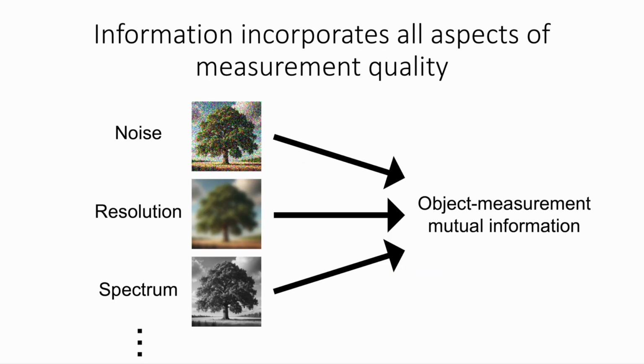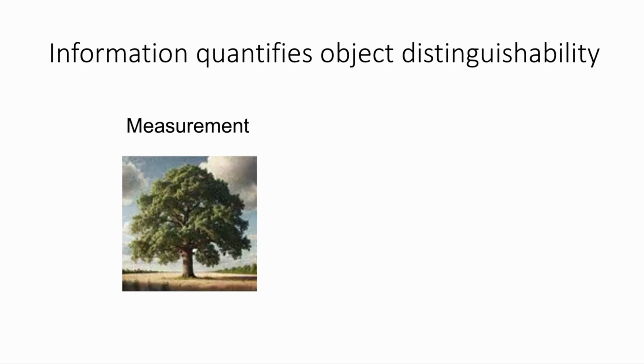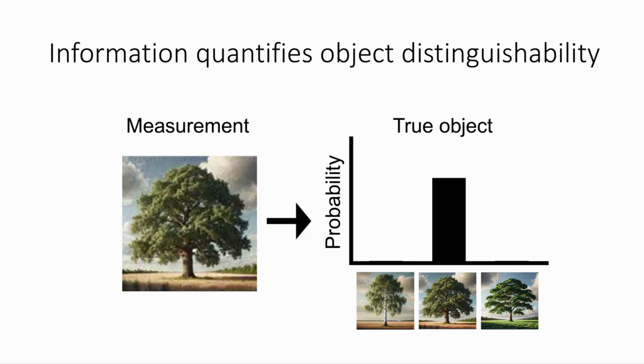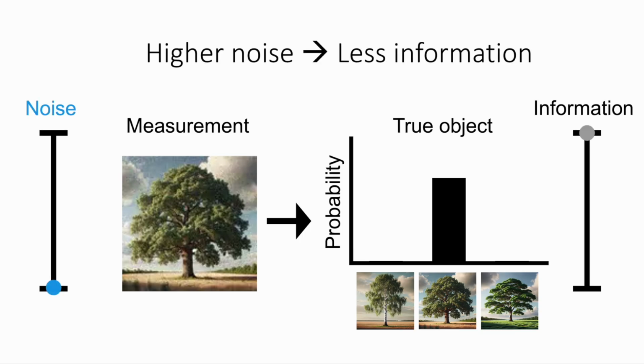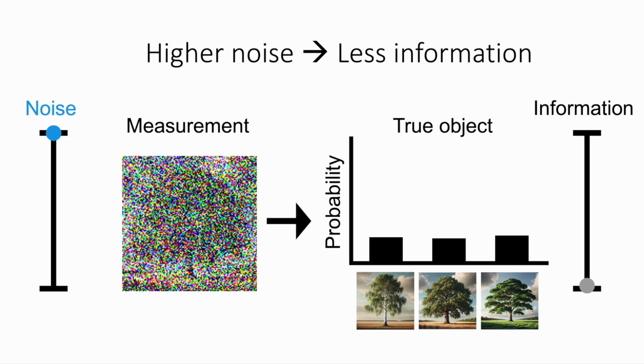A key property of information is that it synthesizes all factors that determine how well objects can be distinguished using measurements. For example, consider taking pictures of trees. Different trees are easily identified from clean measurements, which contain abundant information. However, when noise increases, different trees could have produced the same measurement, which means the measurements contain less information.